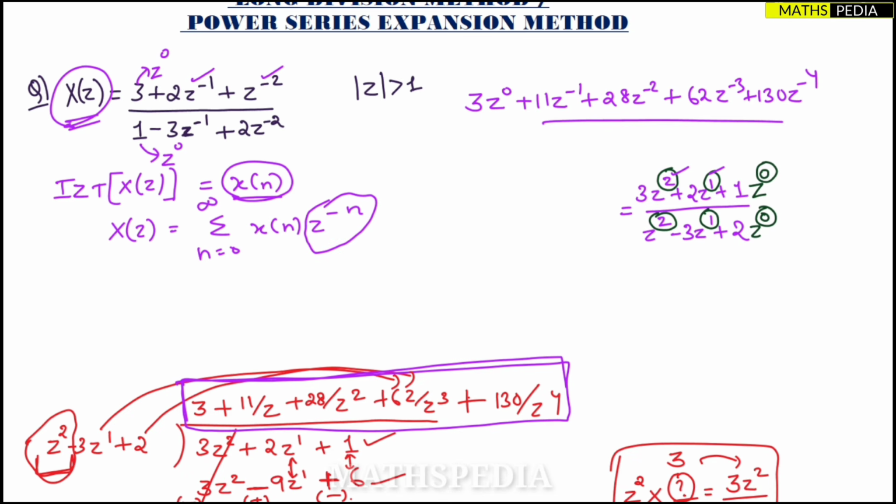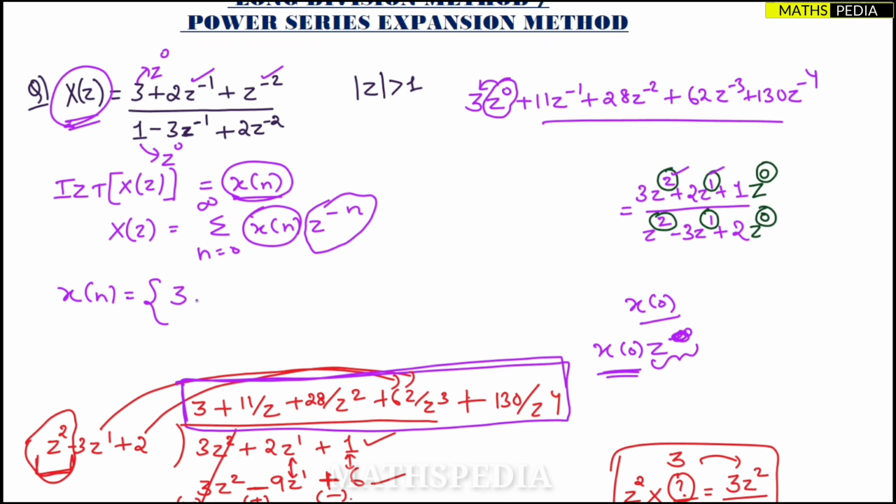So x of n, I want x of n, right? The first term of x of n is x of 0. X of 0 means n value should be 0, so x of 0 z power minus 0, which is z power 0. The coefficient of z power 0 is x of 0. So that is 3. So the first value will be 3.